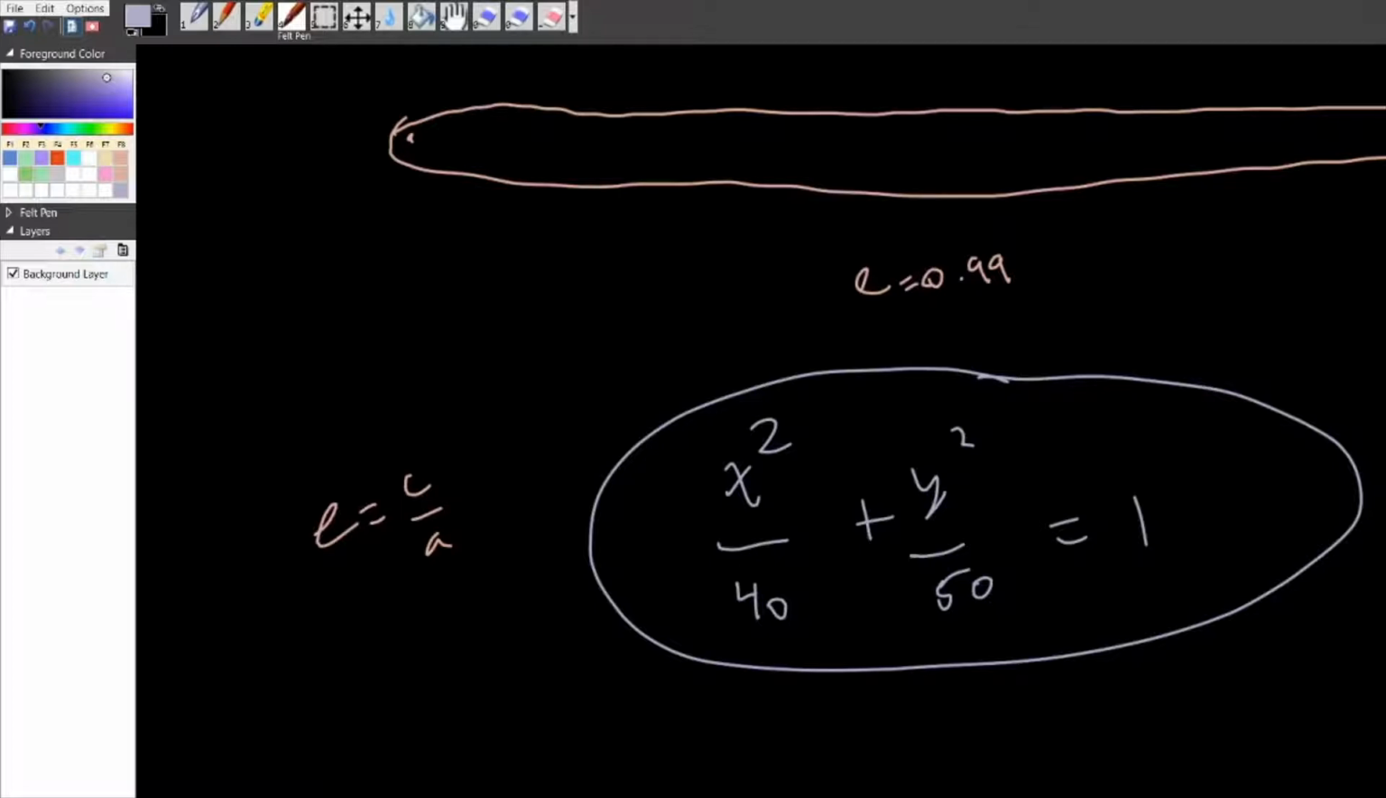So this equation gives you a squared and b squared, right? And we have that other equation, a squared equals b squared plus c squared. This is the relationship between the major axis, the minor axis, and the focal length.